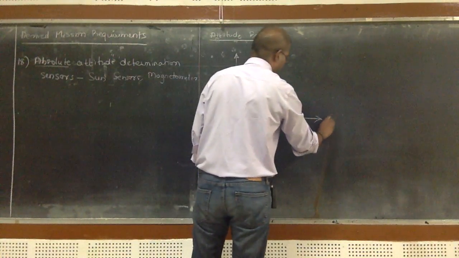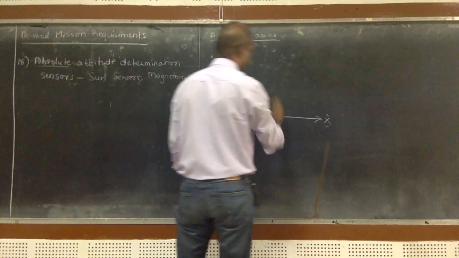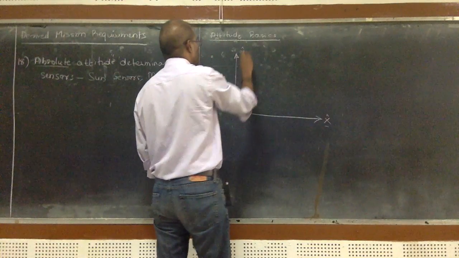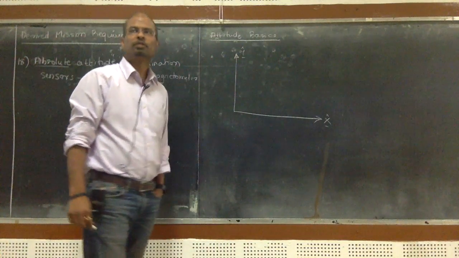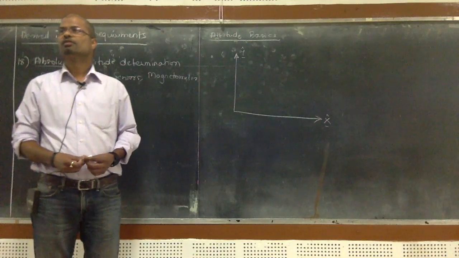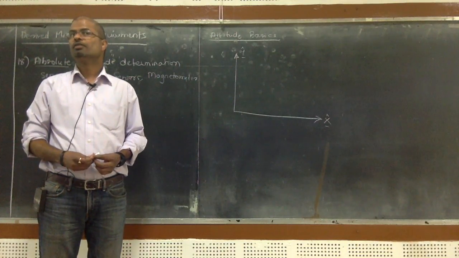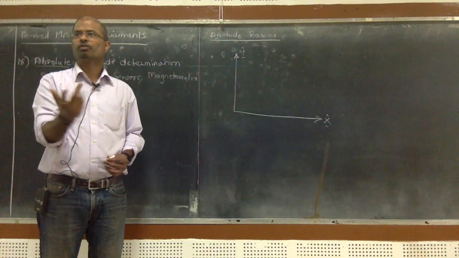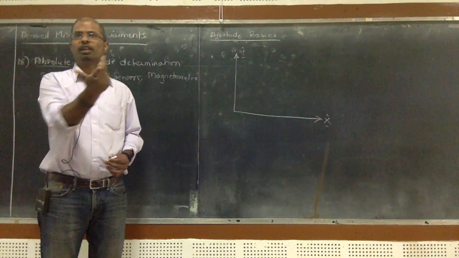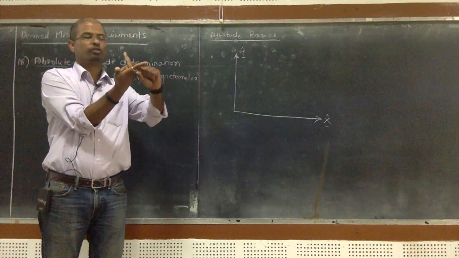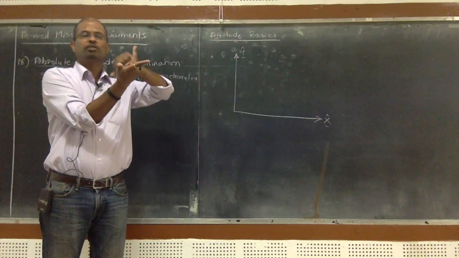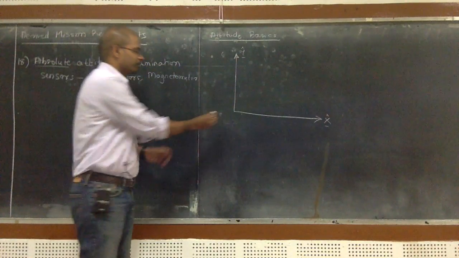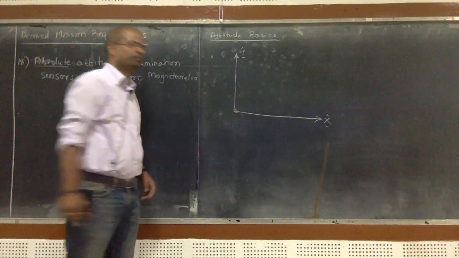So let's say this is X, okay? And this is Y. Where is Z? It has to come out of the board, always following the right hand rule, okay? So this is X, this is Y, so this has to be Z. So Z is this way, okay?